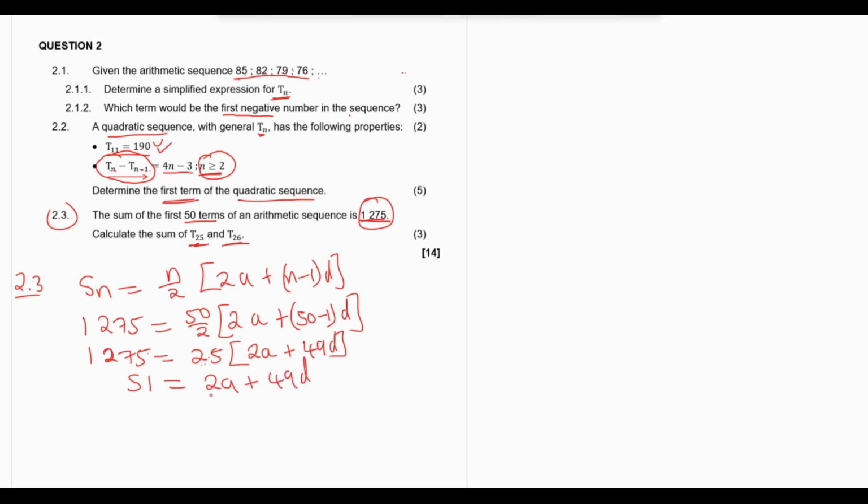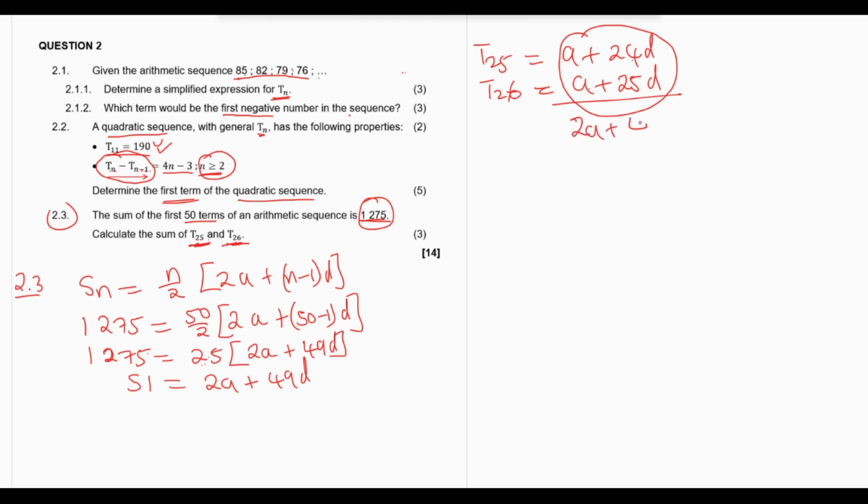Interesting here. It says the sum of the first 50 terms of an arithmetic sequence is 1275. Calculate the sum of T25 and T26. T25 is actually a plus 24d. Then T26 is equal to a plus 25d, right? And then if we add these two, we say a plus 24d plus a plus 25d, what do we get? We get 2a plus 49d.